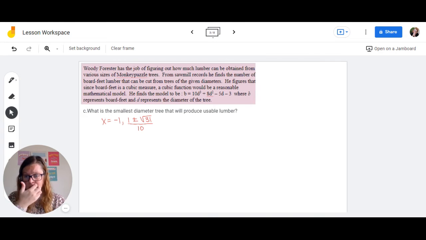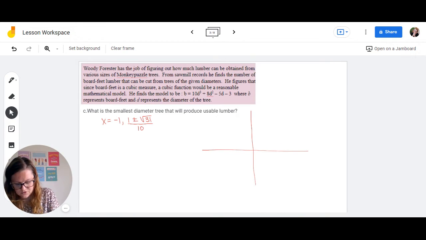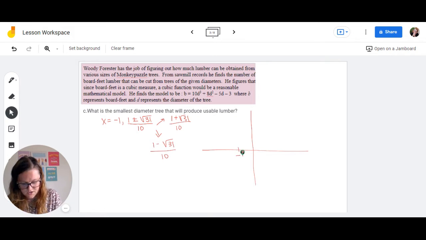Okay, so first I'm going to go ahead and sketch out this graph because I think it's easier to look at when we're sketching. I'm going to put my points on here. Remember, these are really two different answers. This is 1 plus the square root of 31 over 10, and this is 1 minus the square root of 31 over 10. So -1 is here. 1 minus the square root of 31 over 10 is to the left of -1, so I'm just going to put it here. Again, it doesn't have to be to scale. And then 1 plus the square root of 31 over 10 is going to be over here.